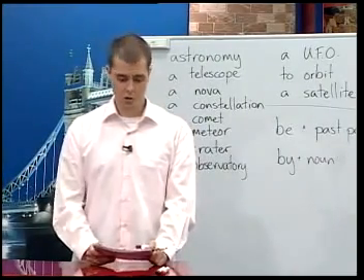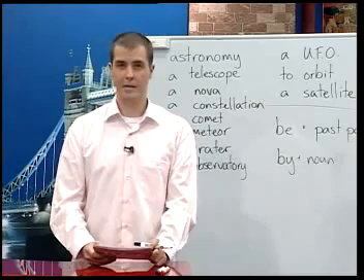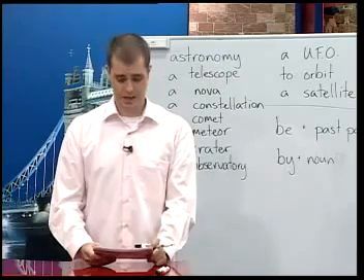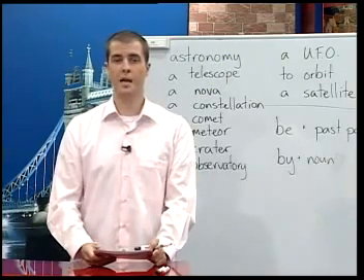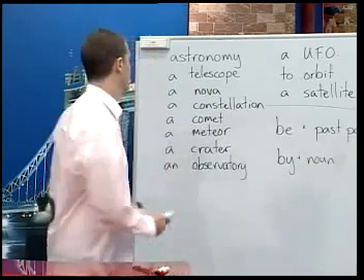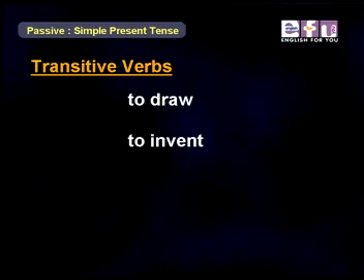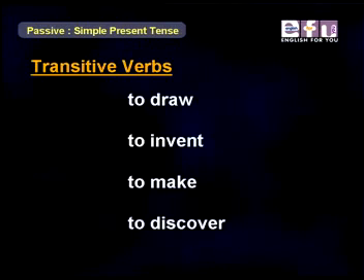Now, we need to use a transitive verb for these passive sentences. A transitive verb is a verb that is followed by an object. Only transitive verbs can be used in the passive. Here are some examples. Transitive verbs. Okay, we have to draw, because we can draw a picture. The picture is the object. And we have to invent. We have to make. To discover.